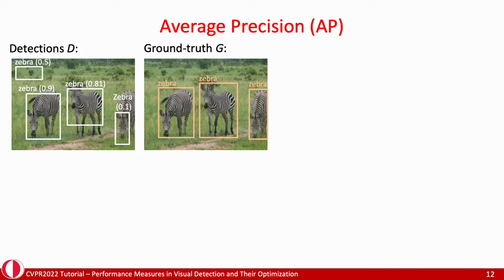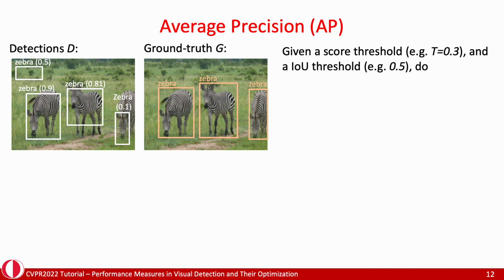To compute AP, we need to compute the recall precision curve, as AP is the area under the recall precision curve. And to obtain a single point in the recall precision curve, we actually need two thresholds, one for the detection confidence scores and the other for the intersection over union values. Let these thresholds be, for example, 0.3 and 0.5.